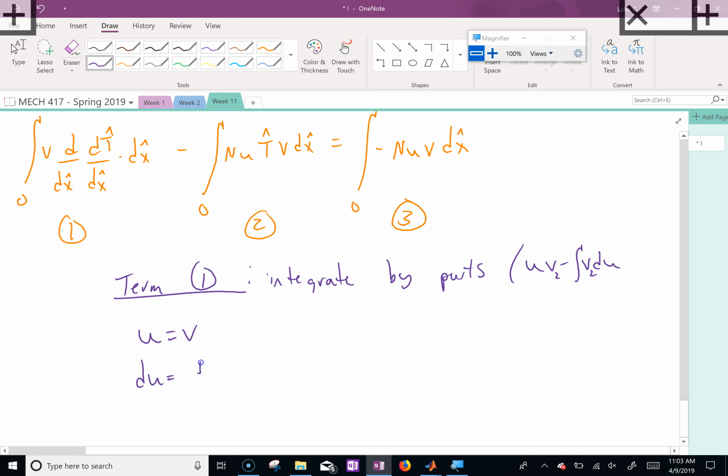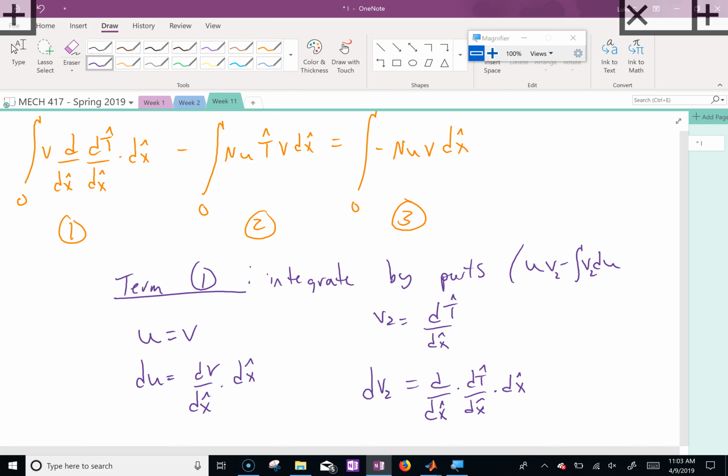du is dv/dx hat times dx hat. I'm going to do v2 is this, and therefore dv2 is what I wrote. And again, this is some math, some crazy stuff. As long as you kind of understand the process and where it's going, that's the key. And then we'll program it when we get the final answer. Okay, I'll show you how to program.